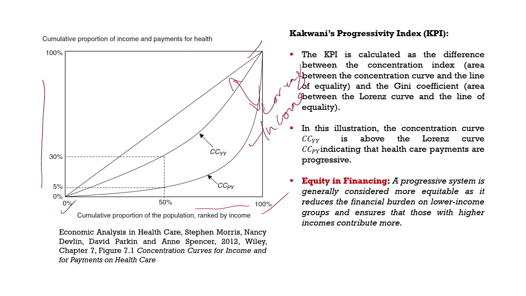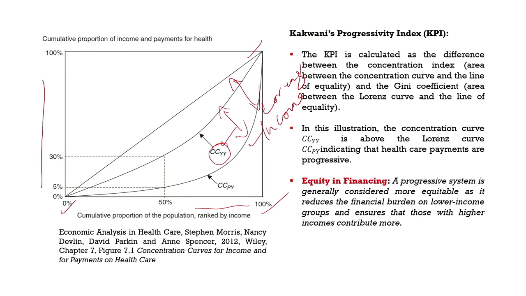Now, the second curve CCYY here shows the cumulative percentage of healthcare payments made by the cumulative percentage of population ranked by income. And if the concentration curve here, the CCYY curve, lies above the Lorenz curve, as it does in this figure, the concentration curve lies above the Lorenz curve.